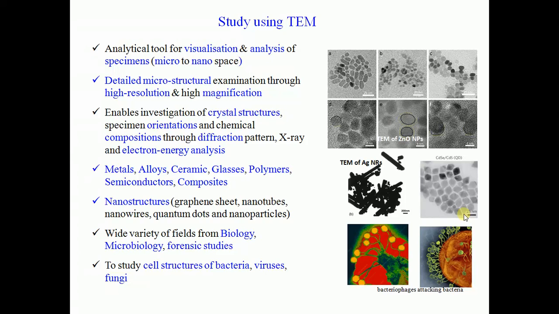What kind of samples? Almost all types of samples ranging from metals, alloys, ceramic, glasses, polymers, semiconductors, composites, and other materials can be studied with the help of TEM. Nanostructures, one-dimensional, zero-dimensional, two-dimensional, three-dimensional nanostructures, are studied with the help of TEM technique. And not only material scientists, the biologist also can use it in microbiology, and in forensic studies TEM is extensively used. To study cell structures and bacteria and viruses, fungi, the TEM is useful.